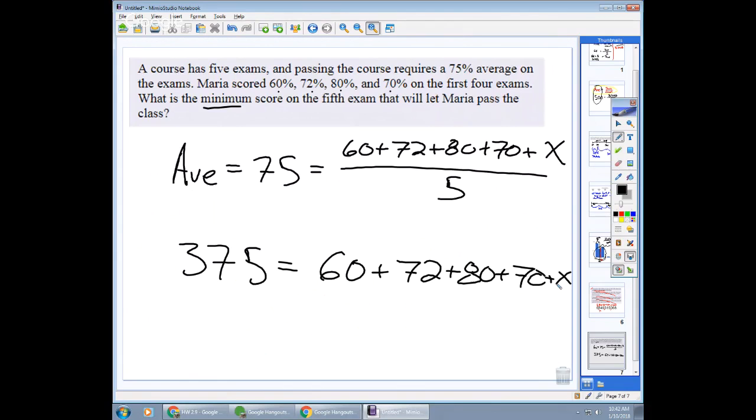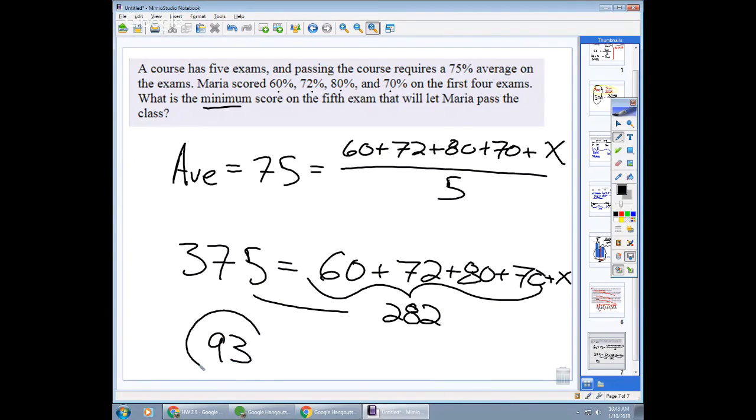So if I just take away her current grades from that, whatever's left has to be what she's got to get. Right, so take these away from that, and we should be all right. So let's see, what is that? 60 and 70 is 130, 282. And if we do that subtraction, 93. She's got to get a 93 on the next test to end up with 75.